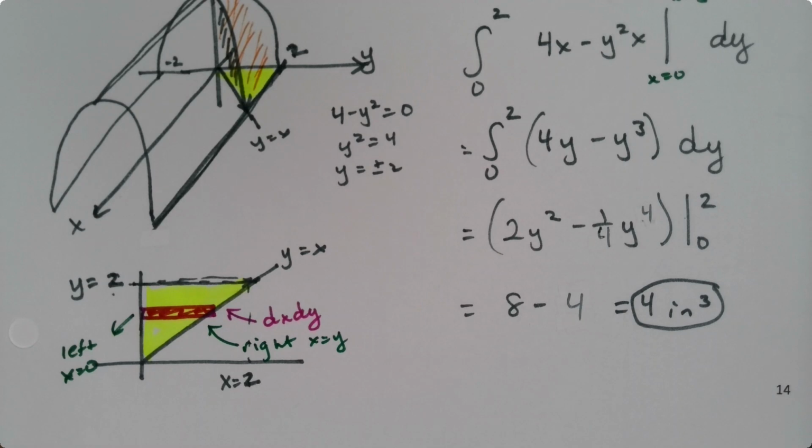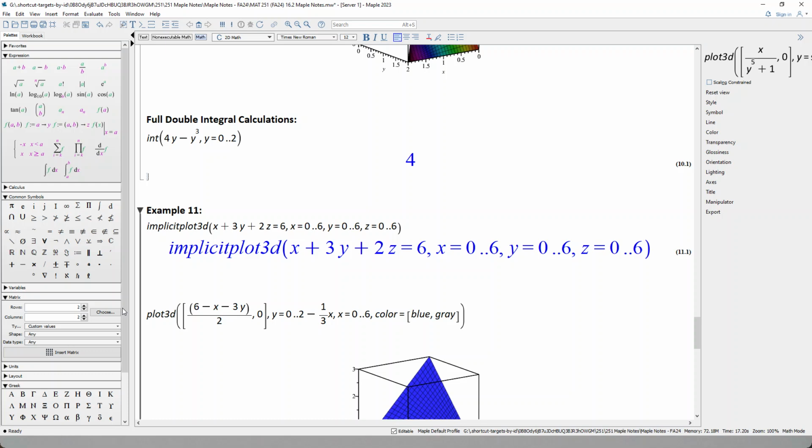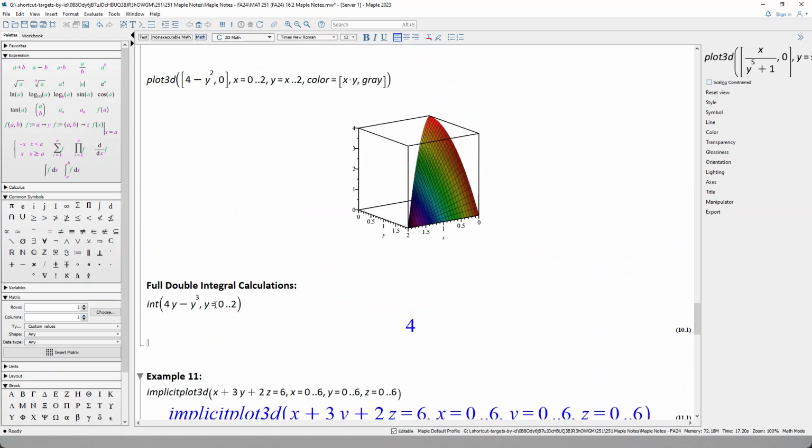All right, let's go check it in Maple. This is how I knew I'd done it wrong, so I just wasn't thinking. All right, so integrate 4y minus y cubed from 0 to 2, and sure enough, we get 4. And there we have it.